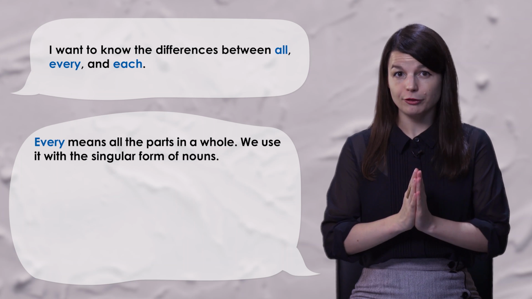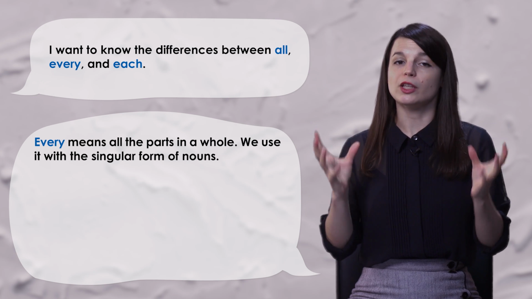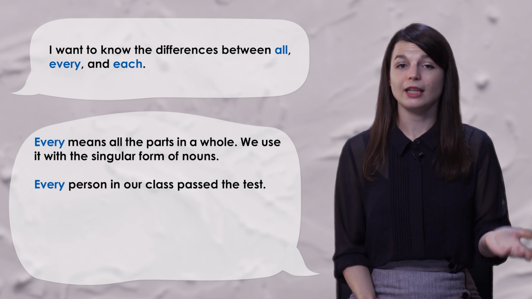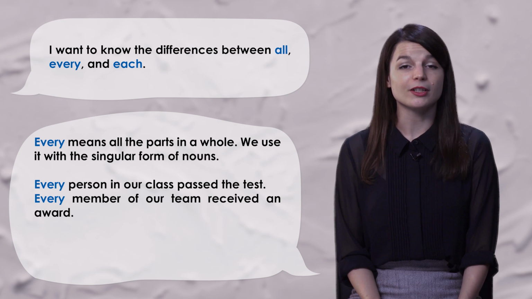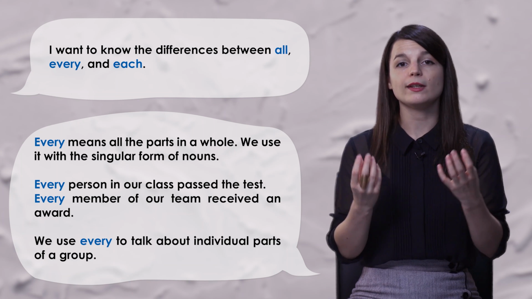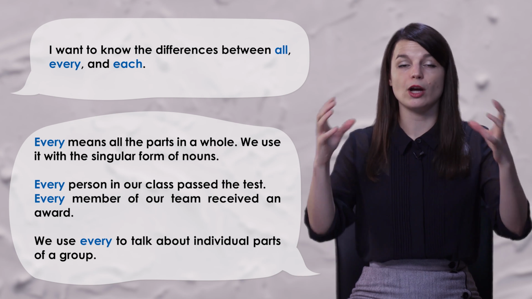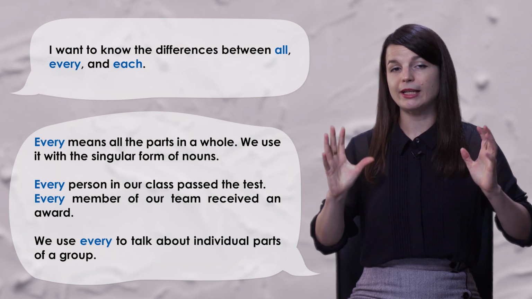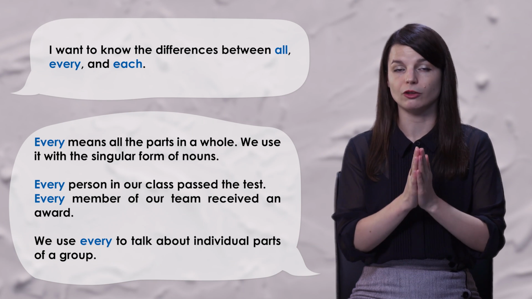We use every when we want to talk about the parts of a whole. We use this with the singular form of a noun. So some examples. Every person in our class passed the test. Every member of our team received an award. So in these cases, with every, we see that there are individual parts to a larger whole, like a group. And we want to mention the individual parts, yes, but in relationship to the whole. We use every to do this in the singular form.